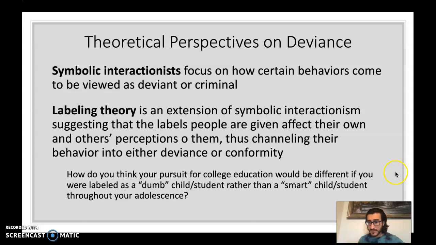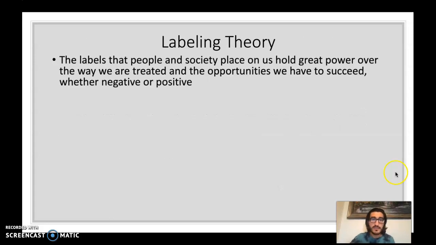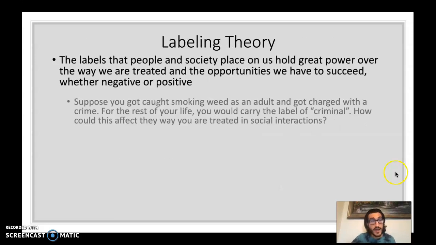If you get positive labels when you're young, being told you're so bright, you're so driven, you're going to do great, studies actually show that people that are positively labeled like that develop higher senses of self-worth and actually perform better in comparison to students that are labeled as being dumb or untalented, etc. The labels that people in society place on us hold great power over the way we are treated and the opportunities we have to succeed, whether negative or positive.